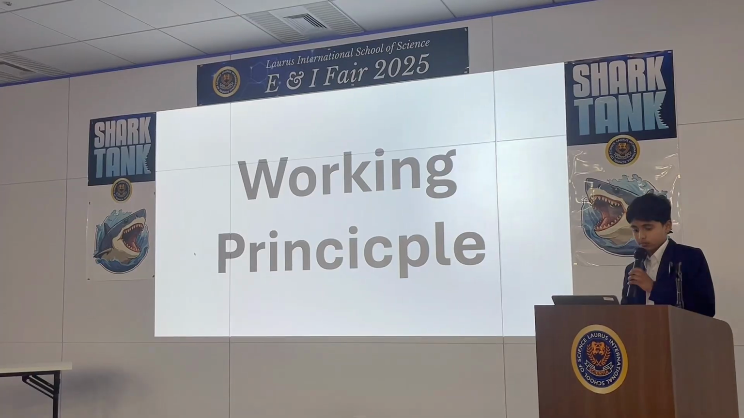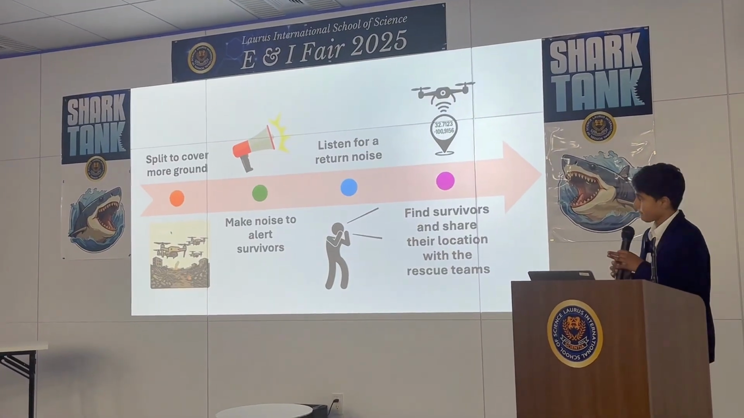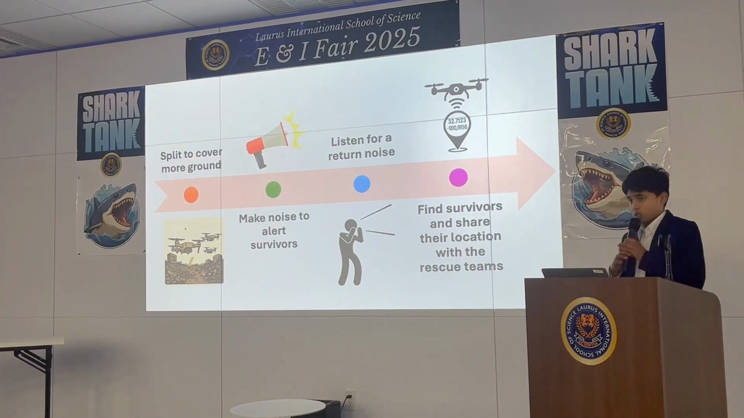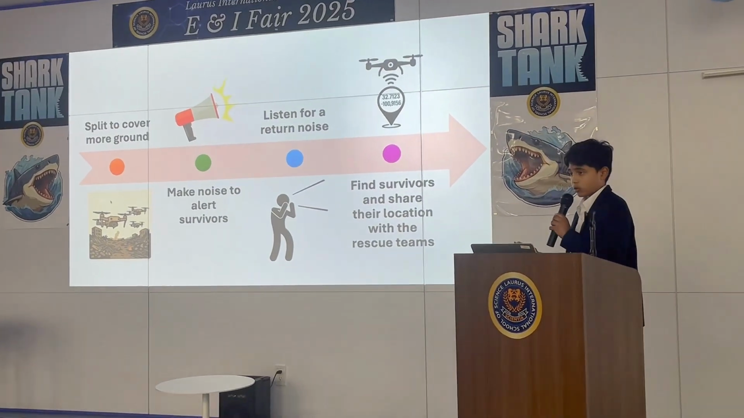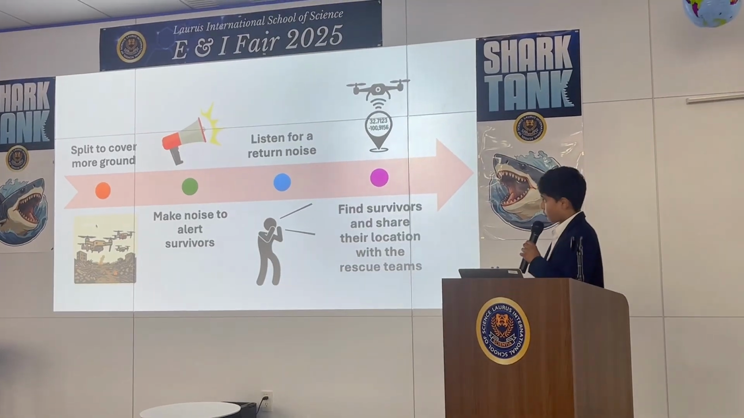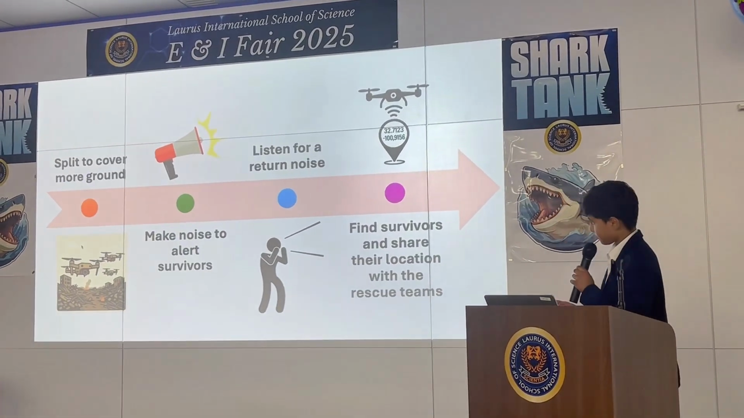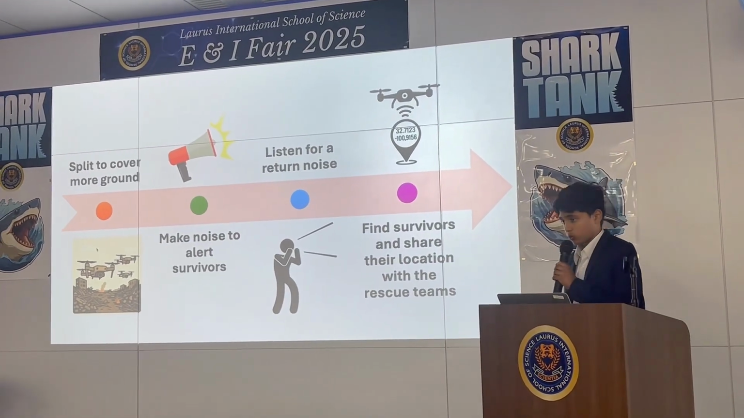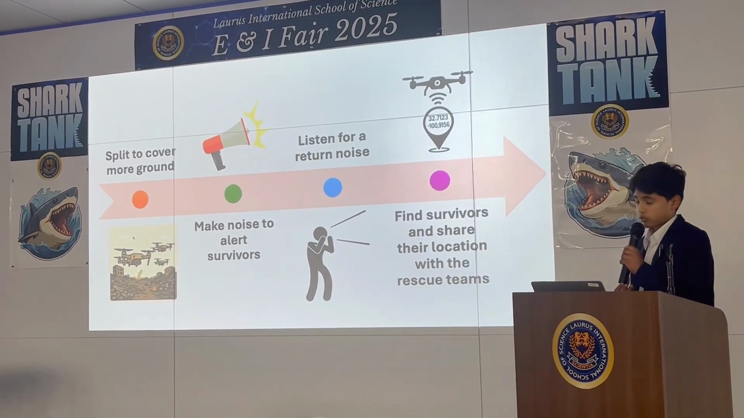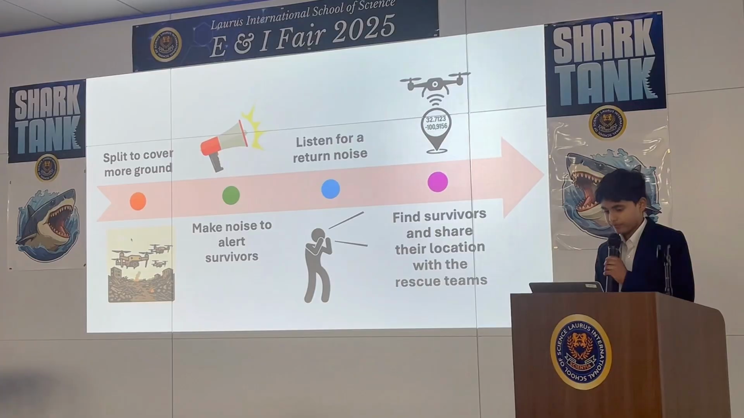So what's the working principle of my drone? First, the drone groups will split up to cover more ground. It will make noise to alert the survivors, and the survivors will listen for return noise. And then the drone will find the survivors and share their location with the rescue teams, so the rescue teams can pick the survivors up.